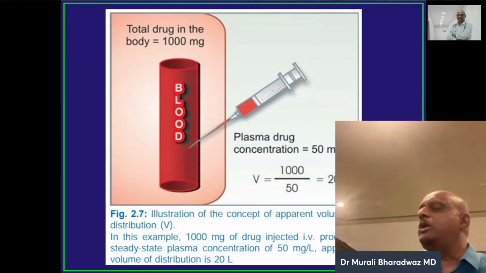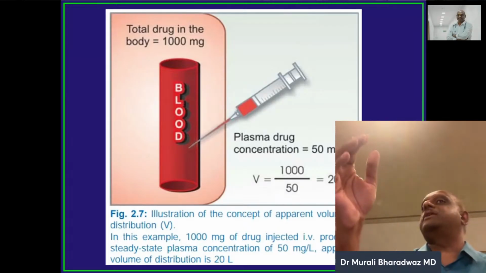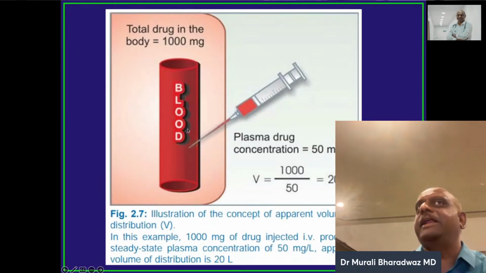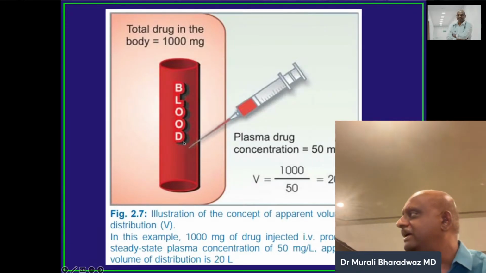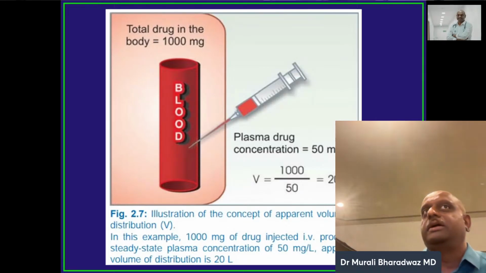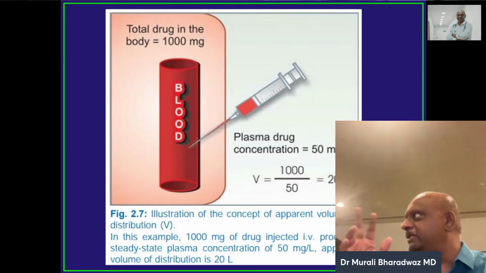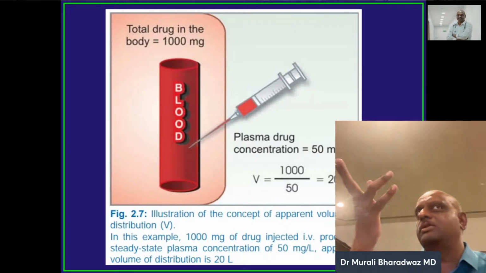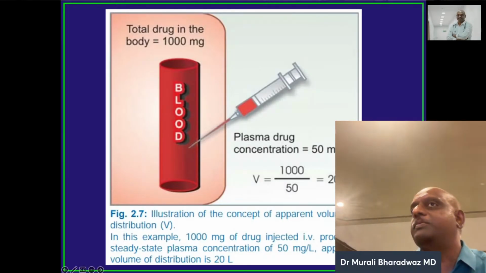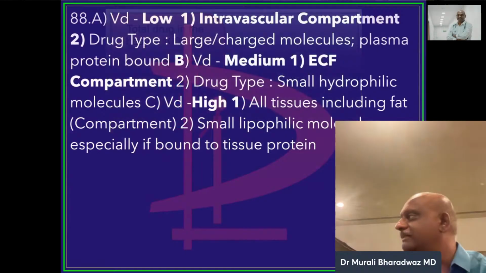So suppose you want to achieve a plasma drug concentration of 50 and you have given 1000 milligram of the drug intravenously. If you have given intravenously, obviously its bioavailability is 100%. That means 100 by 100 is equal to 1. 1 into 1000, the dose, divided by the plasma target concentration 50 will give you 20 liters. Right? The volume of distribution.